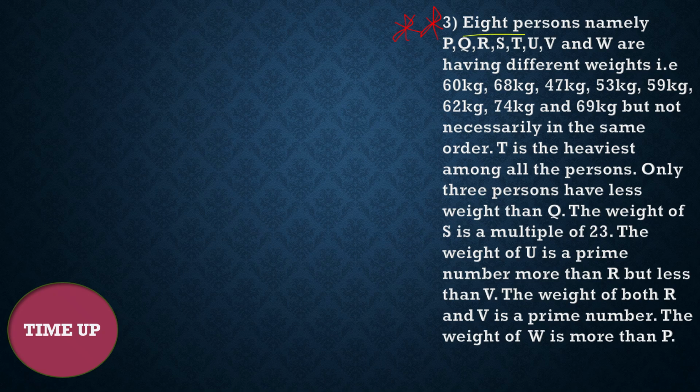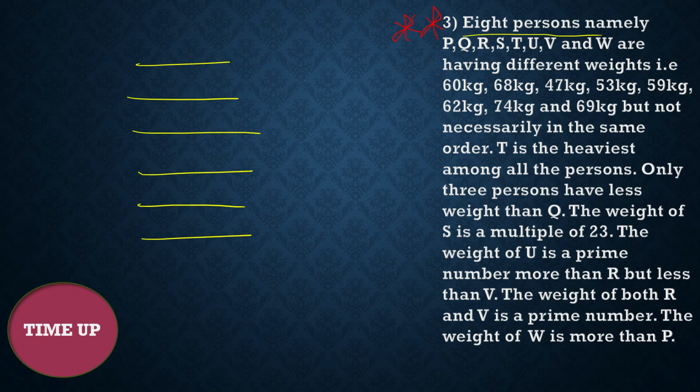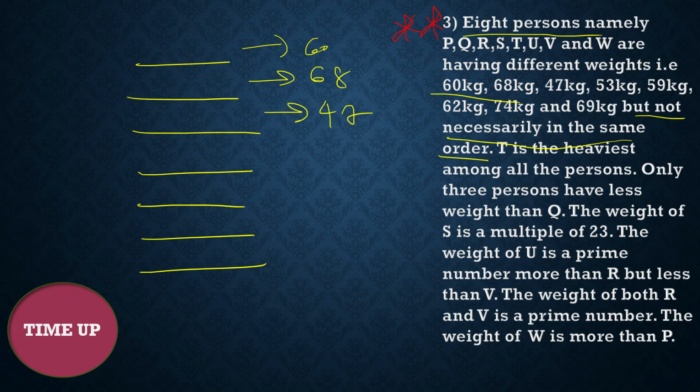8 persons, namely P, Q, R, S, T, U, V, and W are having different weights, that is 60 kg, 68 kg, and so on, but not necessarily in the same order. Not necessarily in the same order means whatever they have given, it doesn't mean that this person will have 60 kg, this person will have 68 kg, this person will have 47 kg. It is not like that. It can be in any order, they are saying.